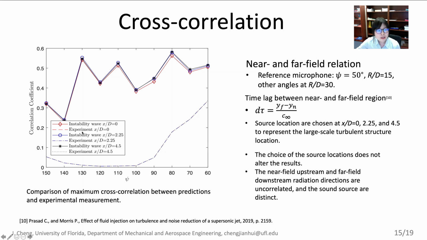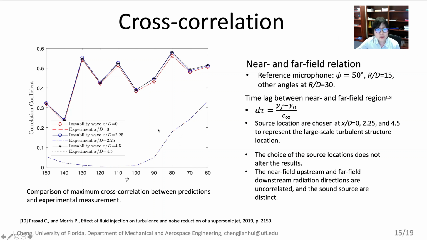This figure is a comparison of maximum cross correlation between predictions and experiments at the near and far-field regions. We choose the reference microphone at 50 degrees, x/D equals 15, while other angles are at x/D equals 13. Firstly, we compute the time lag approximately using this equation, and the source locations are chosen at different streamwise positions, 0, 2.25, and 4.5, to represent the large-scale turbulent structure locations.